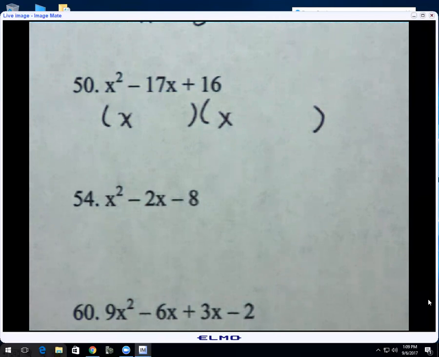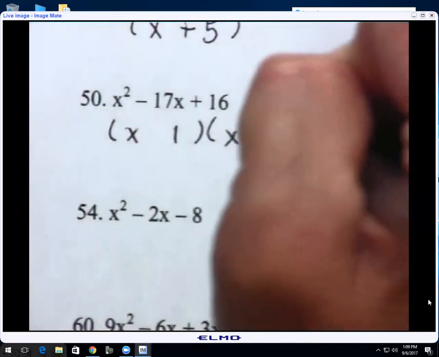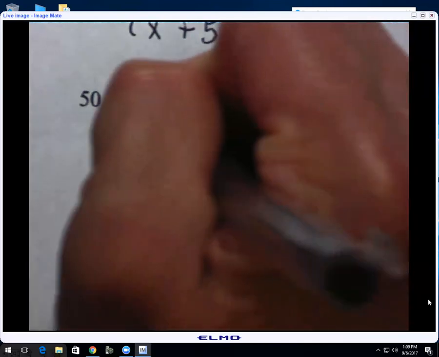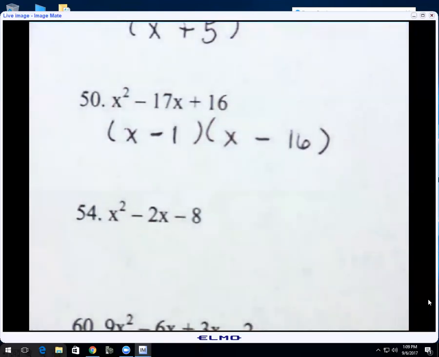And then help me finish this sentence. I need factors of 16 that have a sum of 17. Did God whisper those to you? Sometimes it does. Sometimes I have to go out to the side of my paper and figure it out myself. 16 and 1? And what would the signs have to be in order to give me a negative 17 in the middle? It's a negative 1 minus 16 that gives me negative 17.